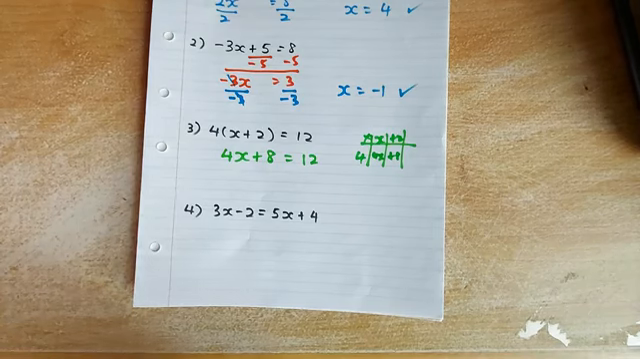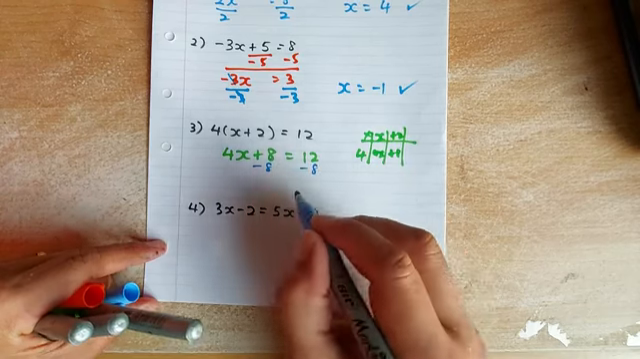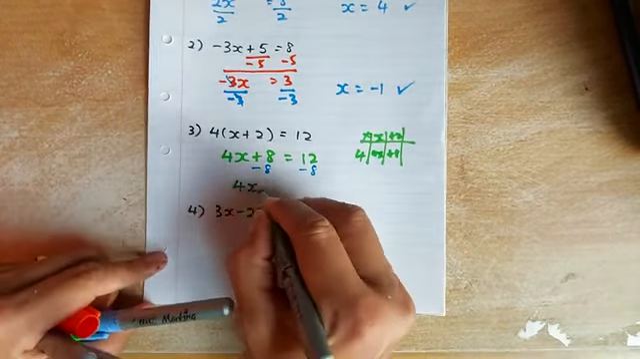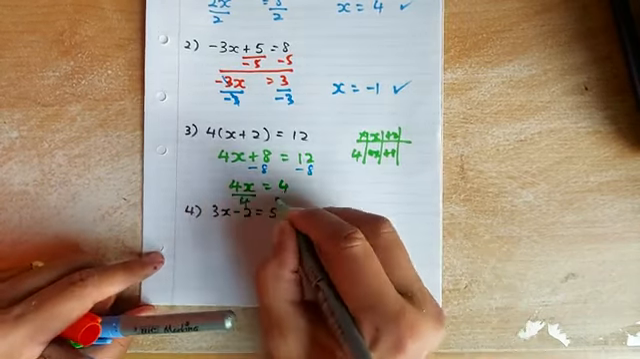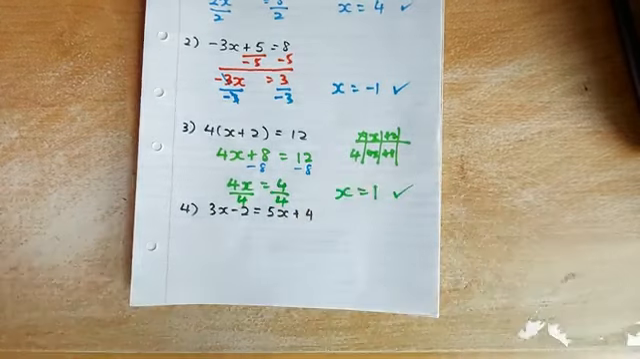The next step, we are going to get rid of the plus 8. So we minus 8 on the left, we minus 8 on the right. So what's left is going to be 4x equals 4, because 12 minus 8 is 4. And the last step, we divide by 4 on the left, divide by 4 on the right. So x equals 1. And that will be another mark.